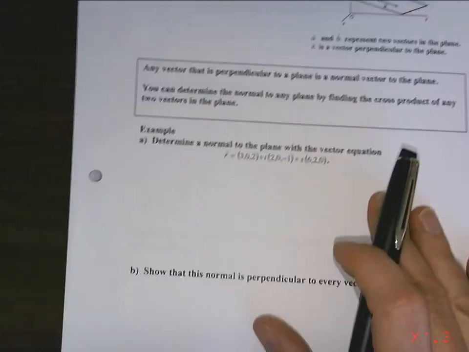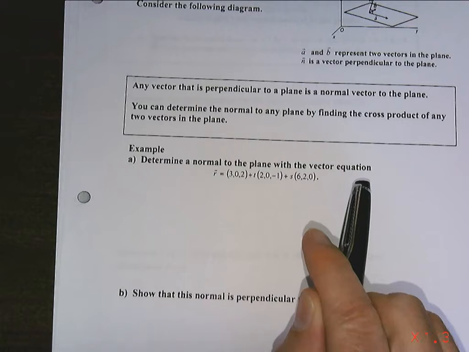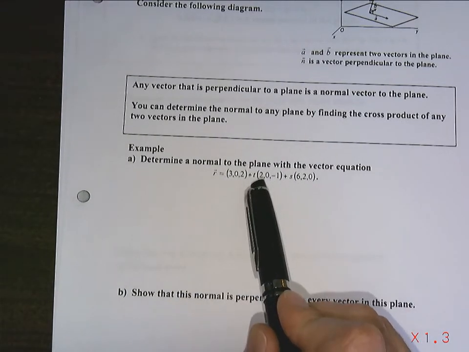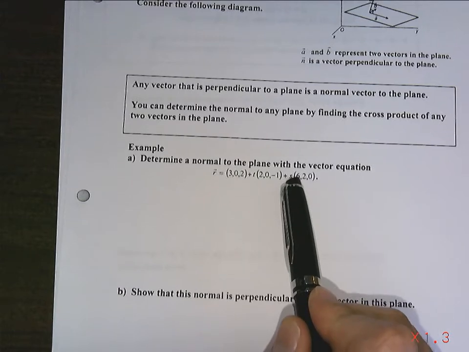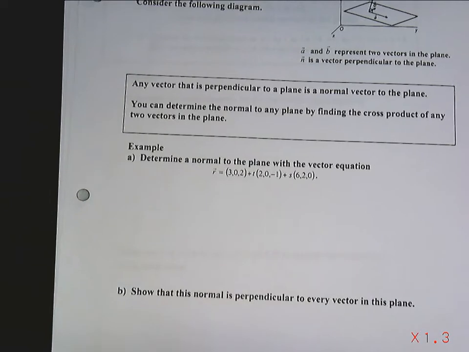So, example 1. Determine a normal to the plane with the vector equation (3, 0, 2) plus direction vector s(2, 0, -1) plus t(6, 2, 0). Now this is interesting. See that direction vector, (6, 2, 0)? All I care about is its direction.